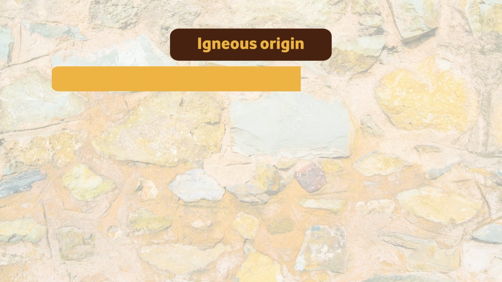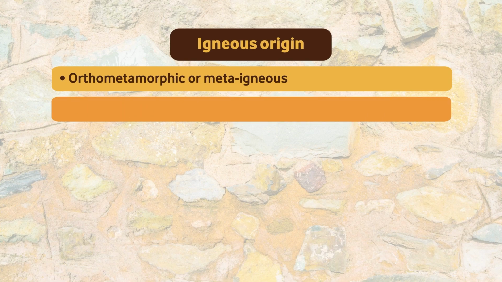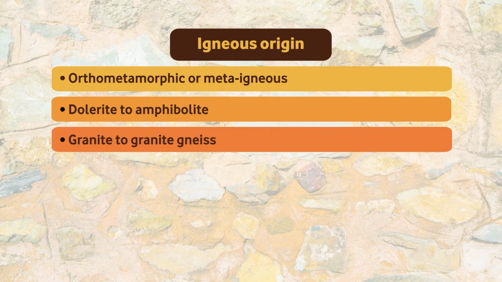We can have metamorphic rocks originating from igneous rocks. Those kinds of metamorphic rocks can be addressed as either meta-igneous rocks or orthometamorphic rocks. Common examples which we tend to see in nature are the conversion of dolerite to amphibolite. Dolerite is a plutonic igneous rock consisting of clinopyroxene and plagioclases mostly, which upon metamorphism will convert to an amphibolite. Then we have granite, which usually consists of potash feldspar, plagioclase feldspar and quartz, and this on metamorphism will be converted to granite gneiss.